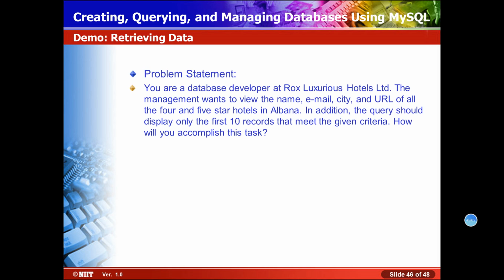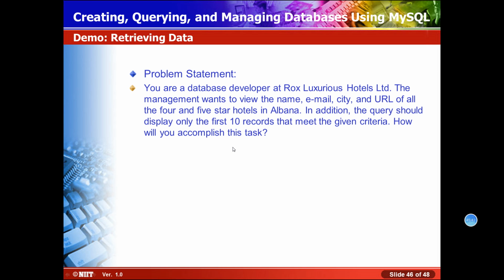Now your assignment. This is what you have to do. Look at this assignment. You are a database developer at Rock's luxurious hotel. The management wants to view the name, email, city, and URL of all the 4 and 5-star hotels in Albania. In addition, the query should display only the first 10 records that meet the given criteria. How will you accomplish this task?